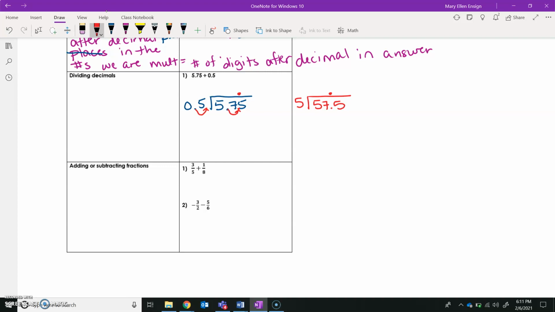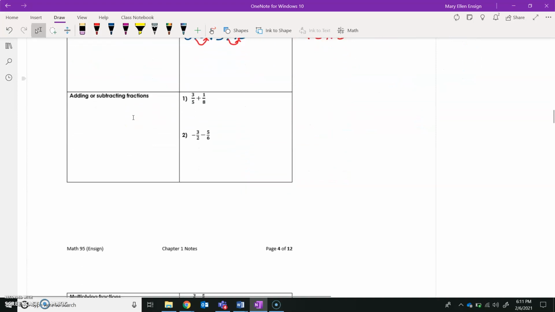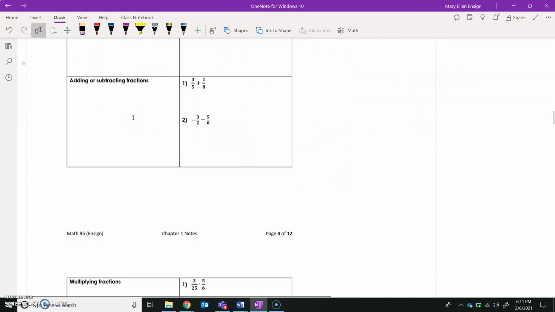So sometimes when you're dividing decimals or multiplying decimals, the number of decimal places you have might seem strange compared to the number of decimal places you had in your numbers. So again, if I look at where we were multiplying, here one number had 1 decimal place, this had 2, my answer has 3. So just don't get thrown off by that. Okay, let's move on to fractions.